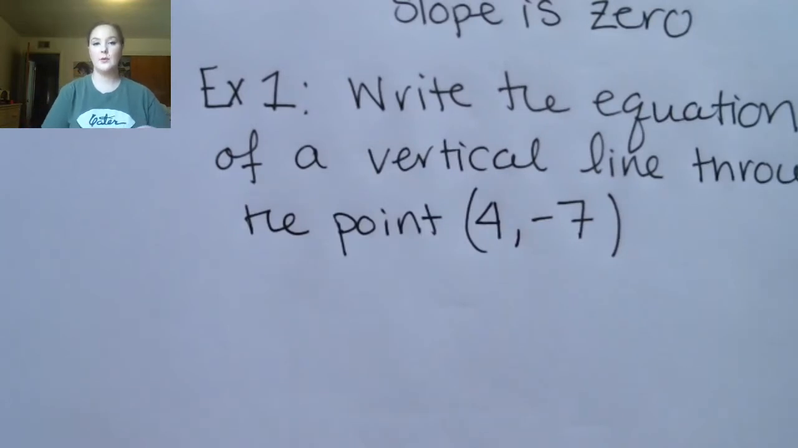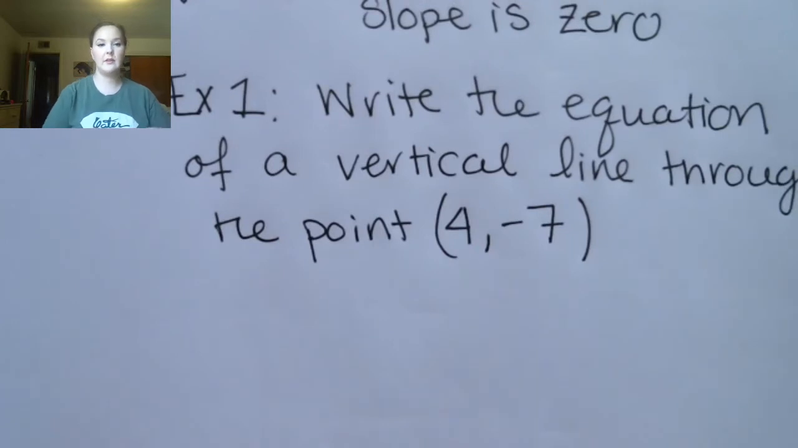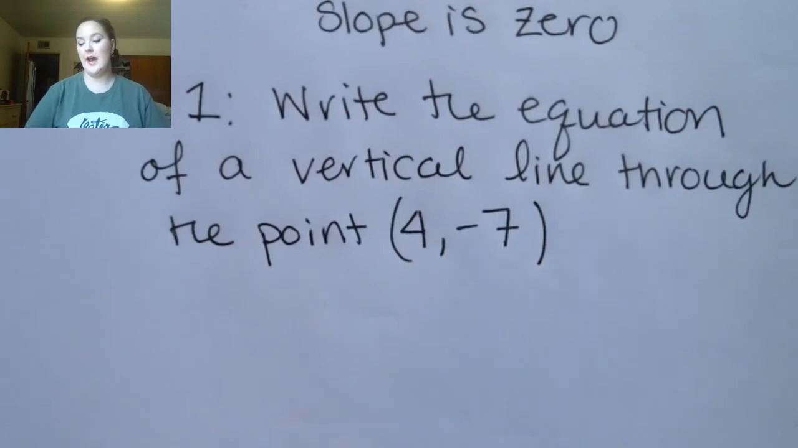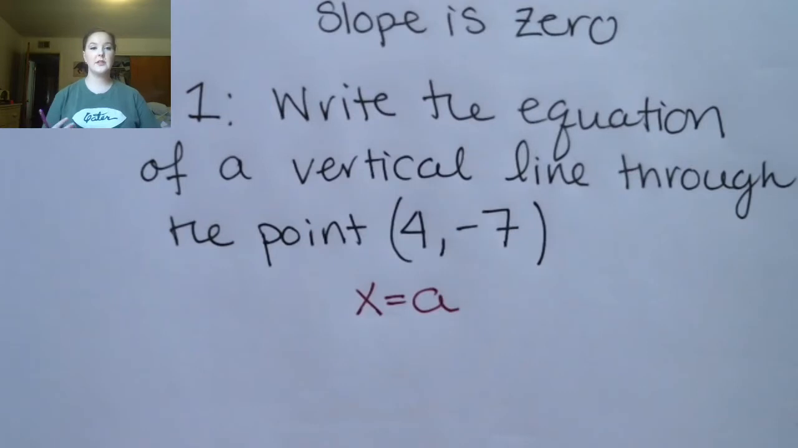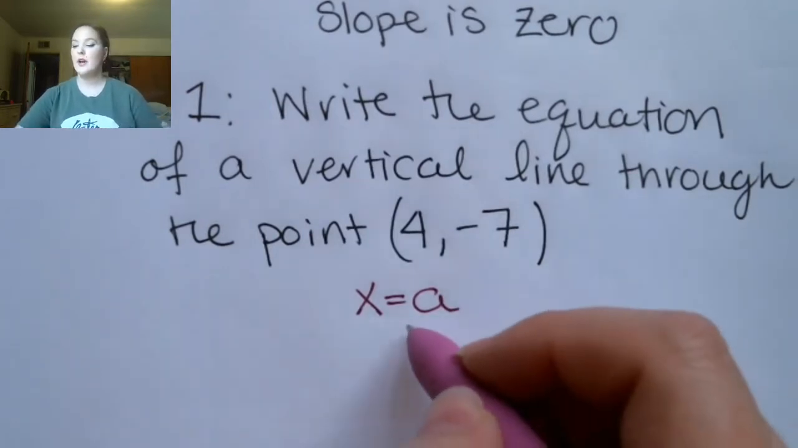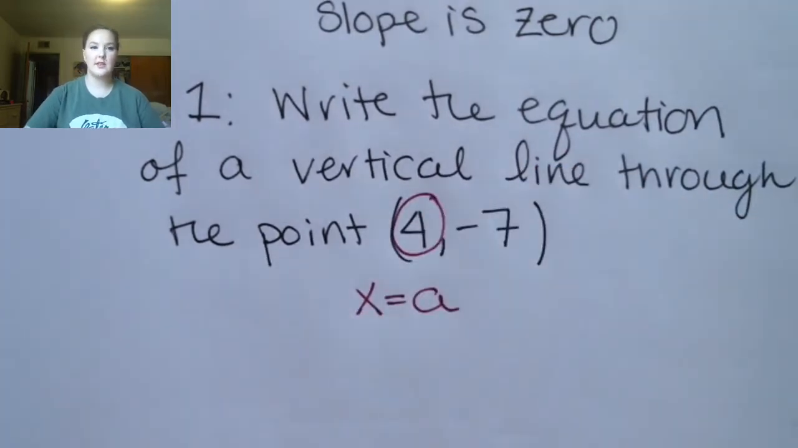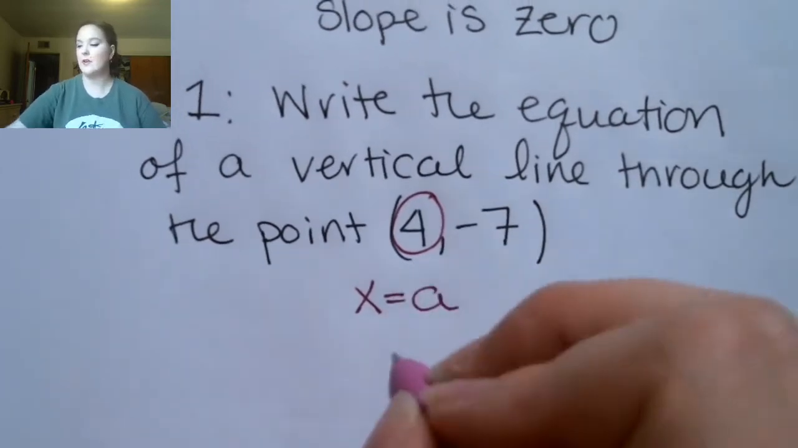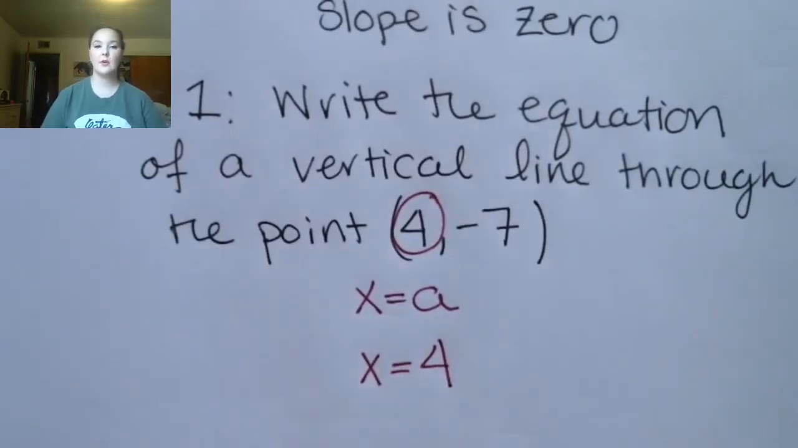We're going to write the equation of a vertical line through the point (4, -7). We remember that a vertical line has the equation x equals a, and then all we need to do is pick what number a makes sense. Because we have this point, the x value should be the same x value that you see in this point. If all the x values are the same, then it's got to be this x value. So we would write x equals 4, and that's our equation of the line.